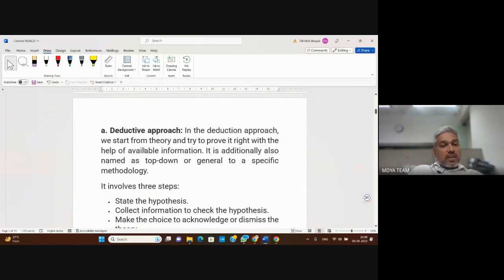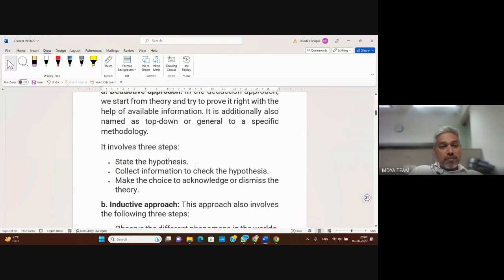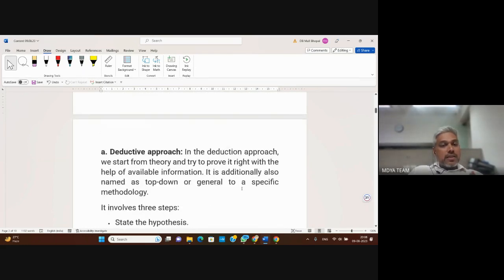So what is the deductive approach? We have already discussed that in the deductive approach, we start from theory and try to prove it right with the help of available information. It is also named the top-down or general-to-specific methodology. It involves three steps. What are the three steps? State the hypothesis, collect information to check the hypothesis, and make the choice to accept or reject the theory. This is the deductive approach.